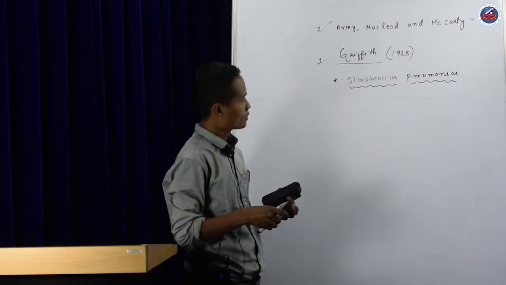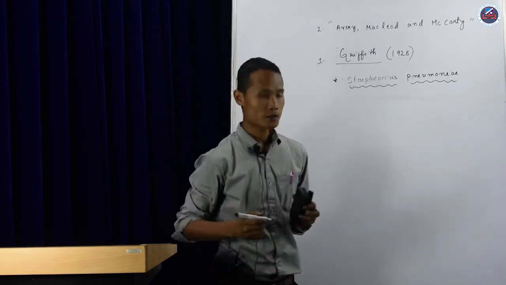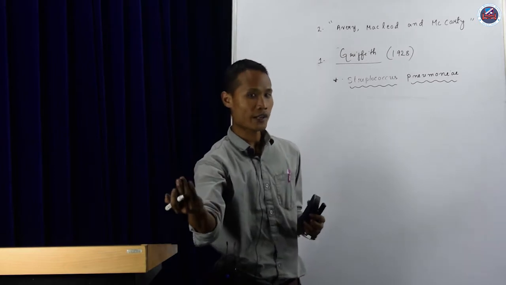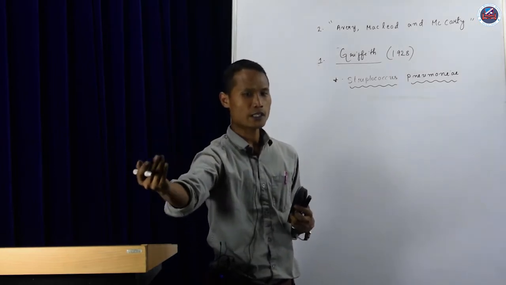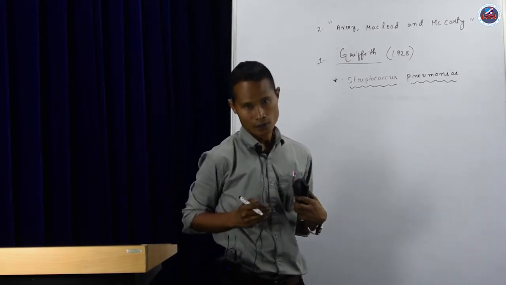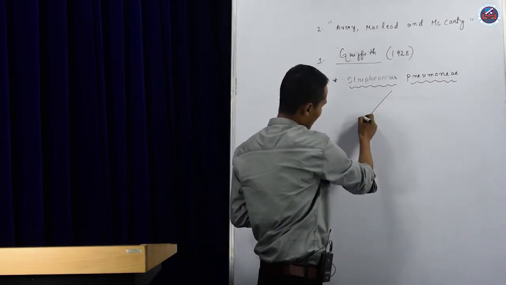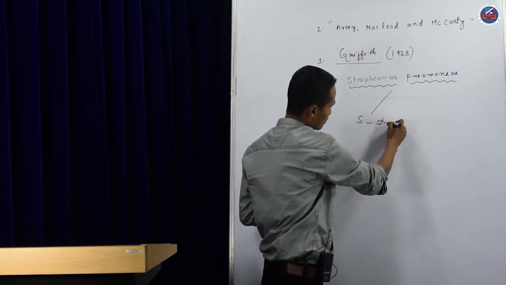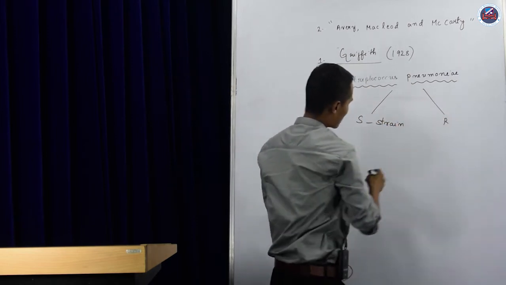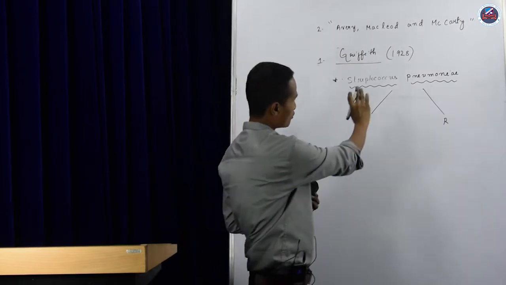He had taken a bacterium known as Streptococcus pneumoniae. This is a bacterium that infects humans and causes the disease pneumonia. Streptococcus pneumoniae was injected into mice. Before that, let's look at the two types of strain, the S strain and the R strain. Just write S and R strain. Okay, two types of Streptococcus pneumoniae.